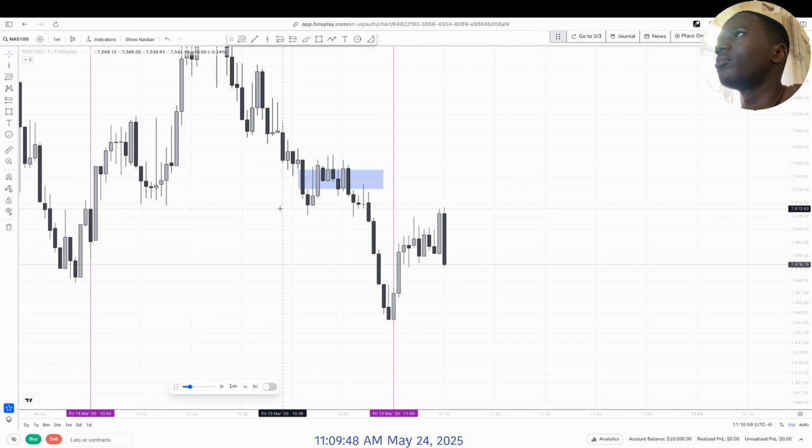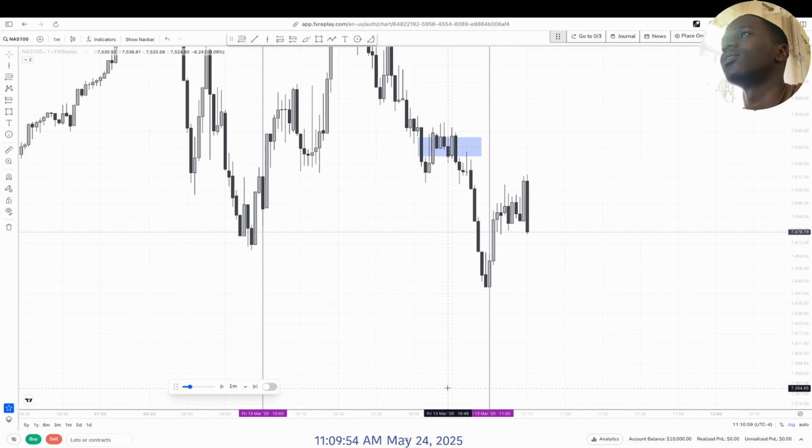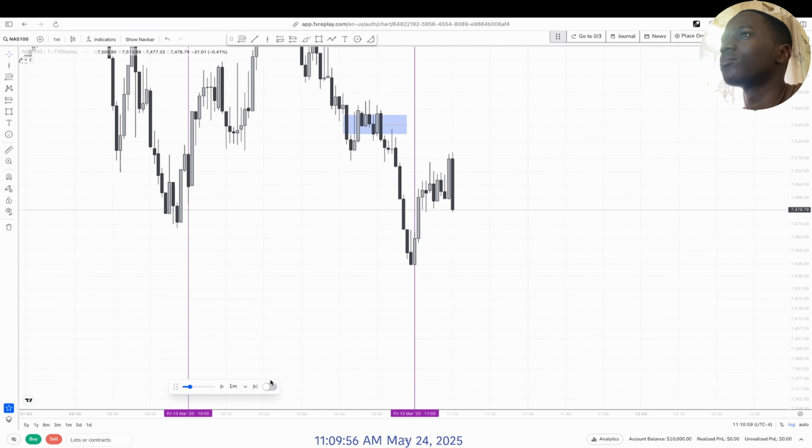So this fair value gap is also holding. So should we sell? I don't think so. Let's wait a bit and see. We still have sell side though.